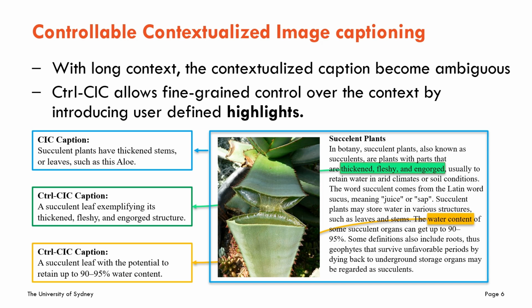To further assist writers in this circumstance, we propose Controllable Contextualized Image Captioning, Ctrl-CIC. The users can select different highlights from the context for which they want the contextualized captions to be focused on. As you can see in this image, we might have different captions for the aloe image by focusing on the shape or water storage of the plant.